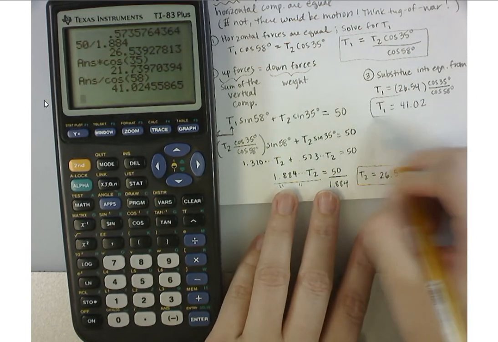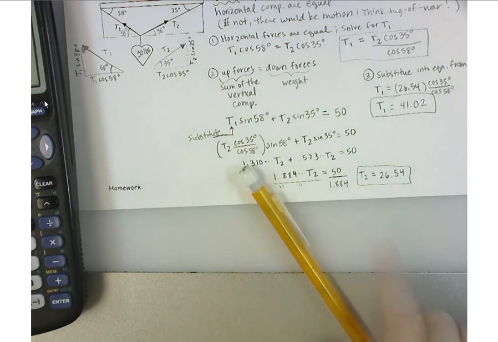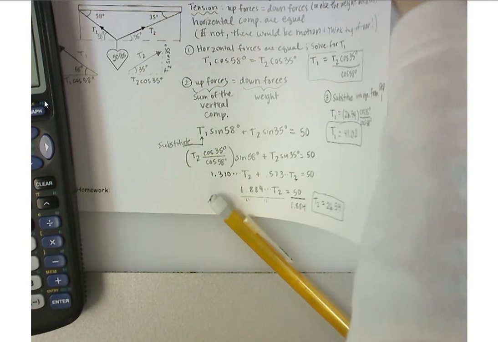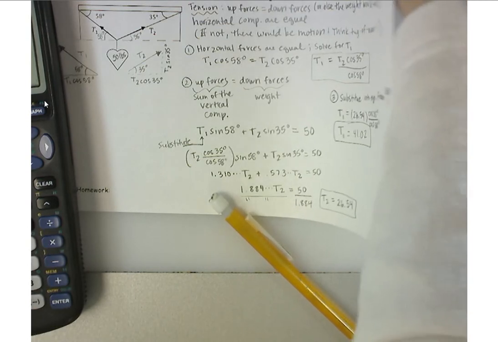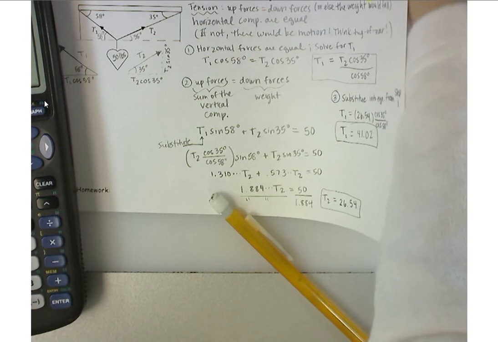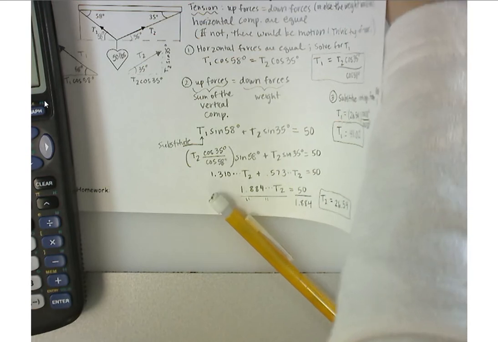Now remember, I said that your solution is going to be a vector. So we will finish that one on Monday. Your homework is online. There are two tension problems, 73 and 74. If you want to start them, go ahead. But when we finish this up on Monday, you could do those two problems on Monday.